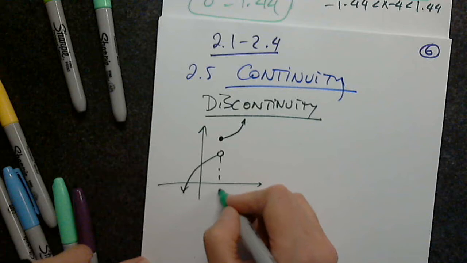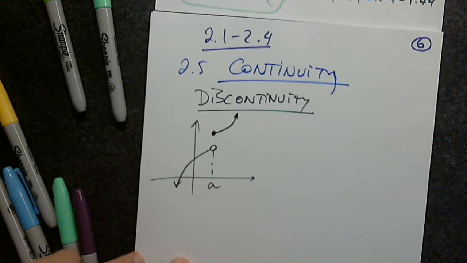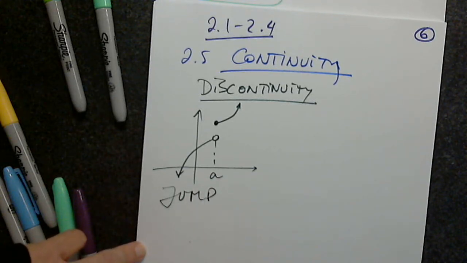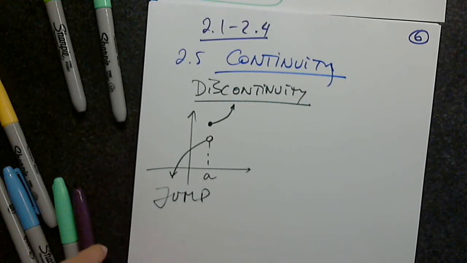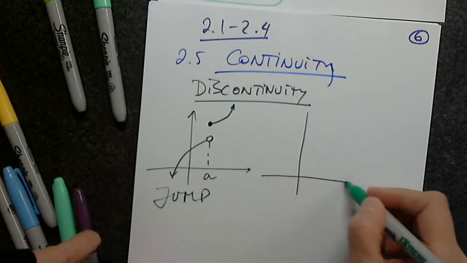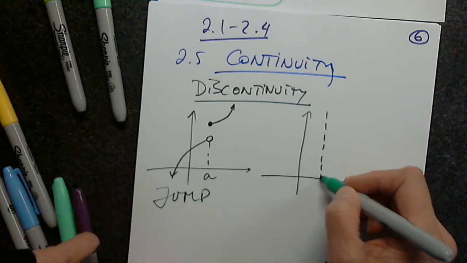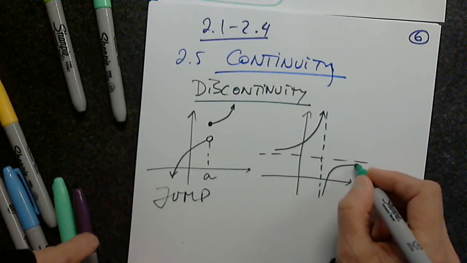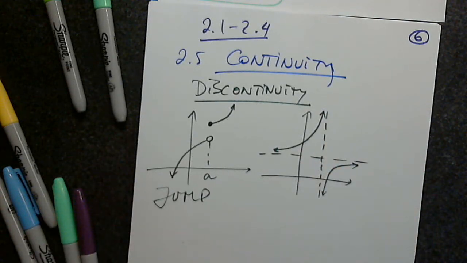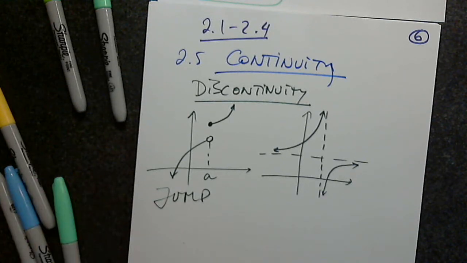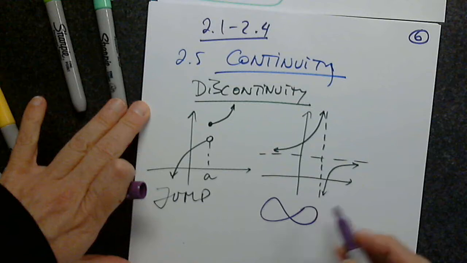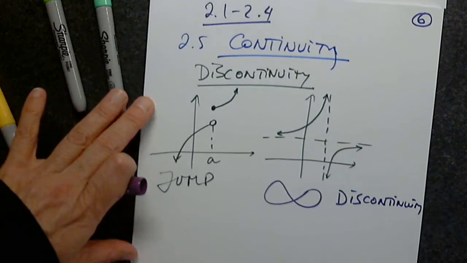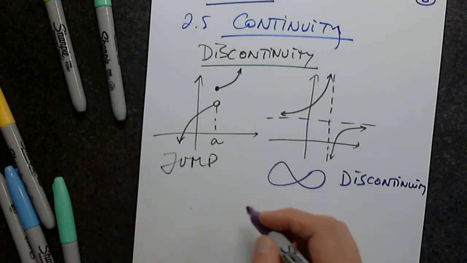At x equals a, of course. What type of discontinuity is this? Jump. Very good. We call it jump. Jump discontinuity. And here's another. What type of discontinuity is this? Infinite discontinuity, right. Infinite discontinuity. And here's another.